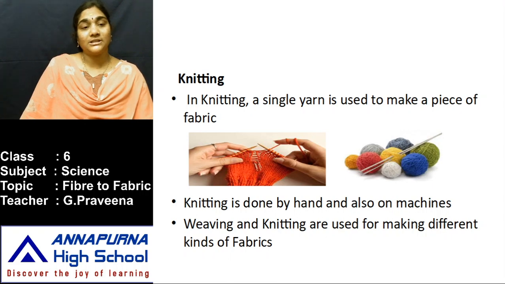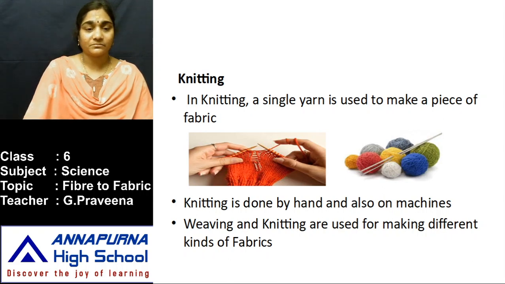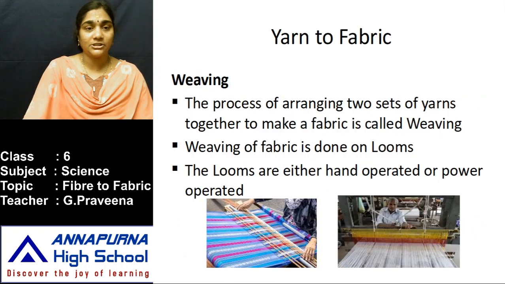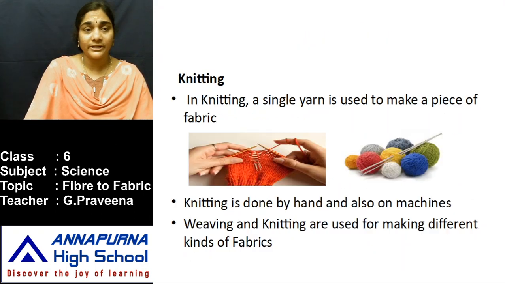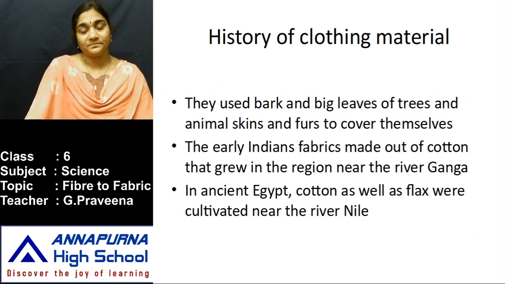So the two processes, weaving and knitting, are used for making different kinds of fabrics. In weaving, two sets of yarns are used to make a fabric, whereas in knitting, only a single yarn is used to make a fabric.